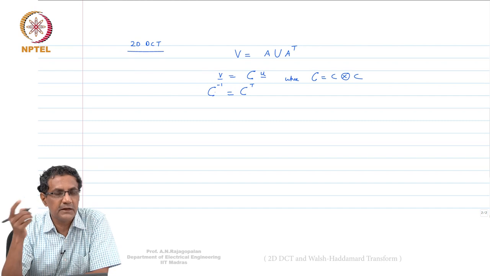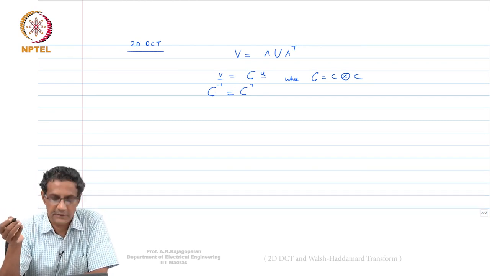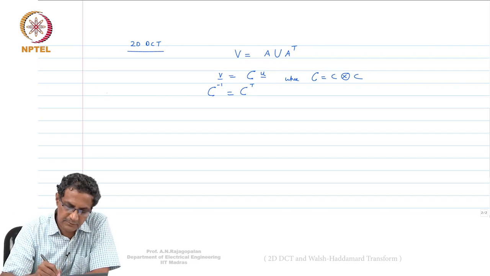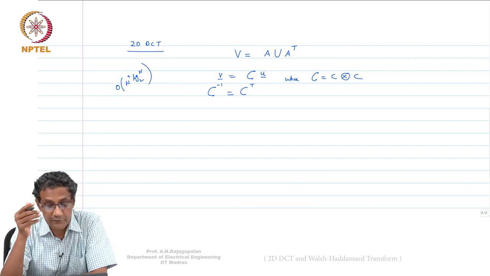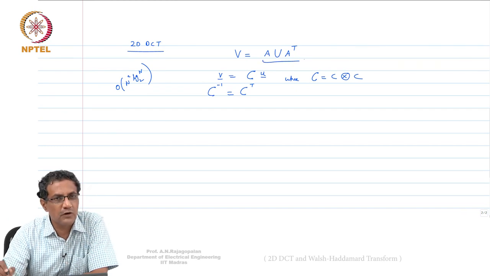And in terms of the computational complexity, yesterday we showed that you can compute it using a fast Fourier transform, and therefore the computational complexity for a 2D DCT is order n square log n to the base 2, the same as whatever you had for the DFT. And this interpretation goes through for all transforms.